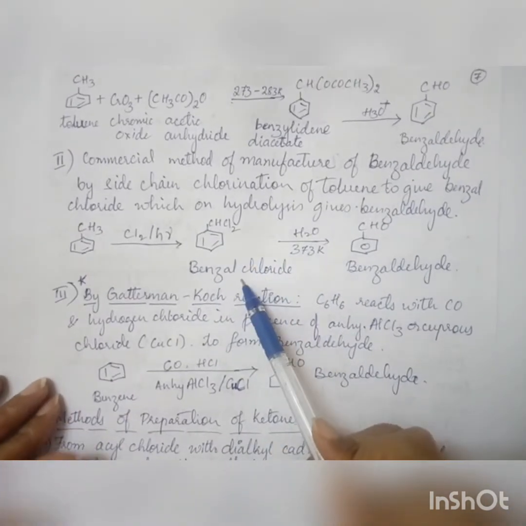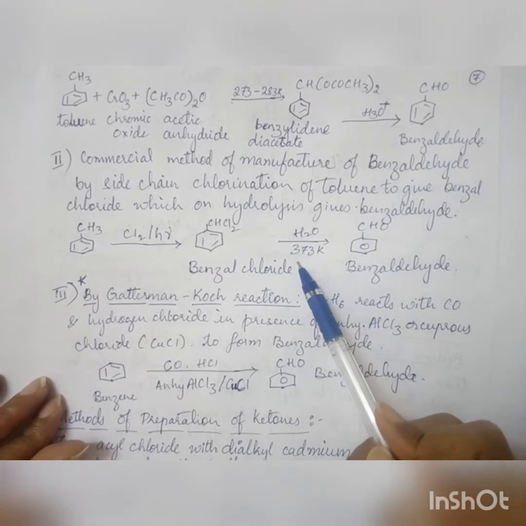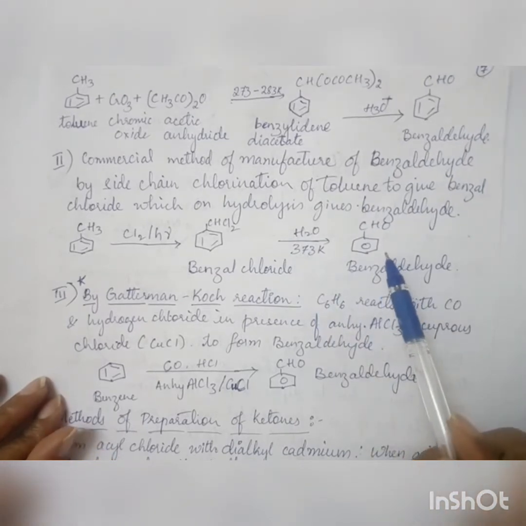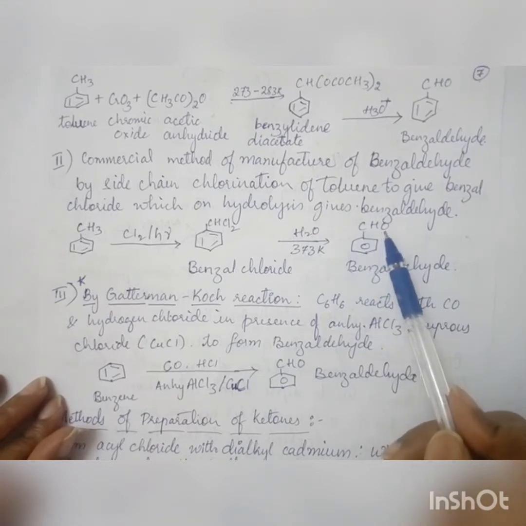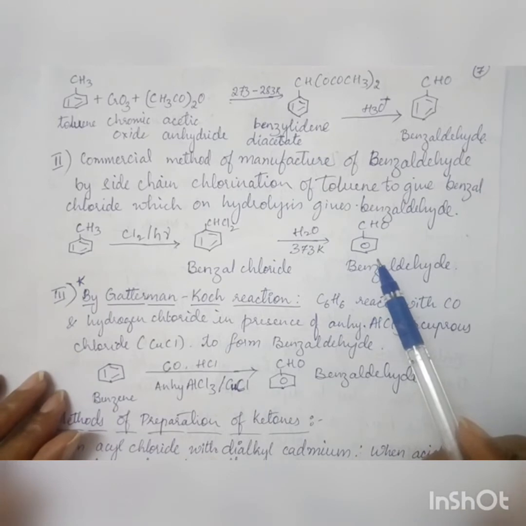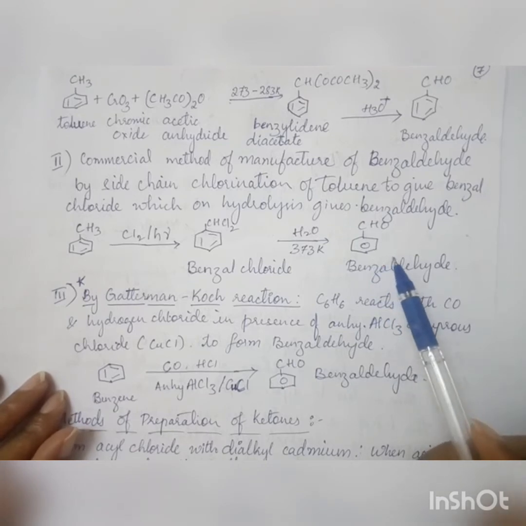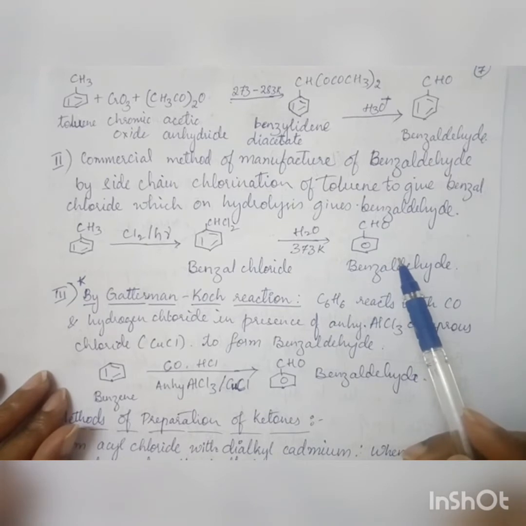Further, this benzyl chloride undergoes hydrolysis at about 373 Kelvin and leads to the formation of benzaldehyde, that is C6H5CHO. This method is the manufacturing method of benzaldehyde, and these are some of the methods of preparation of the aldehyde, that is benzaldehyde or the aromatic aldehydes, starting from the aromatic hydrocarbons.